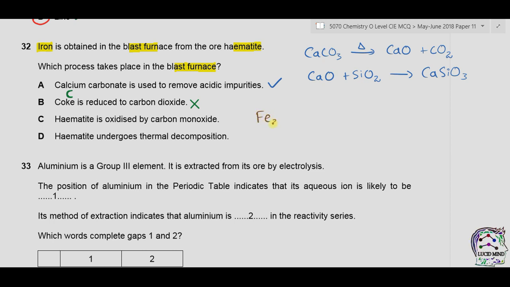We have hematite, which is iron oxide. It can react with reducing agents such as carbon monoxide, and it will form iron along with CO2. The equation can also be balanced. So hematite is reduced by carbon monoxide. This statement is wrong. Part D, hematite undergoes thermal decomposition. This is incorrect because hematite does not undergo thermal decomposition. It undergoes a reduction reaction. The correct answer is A.